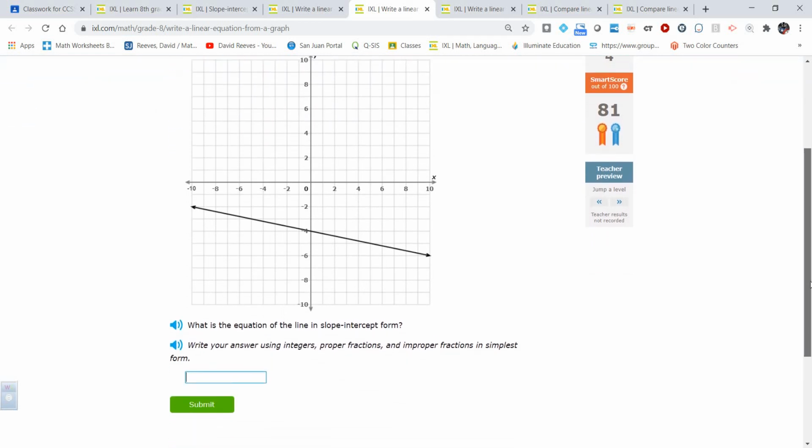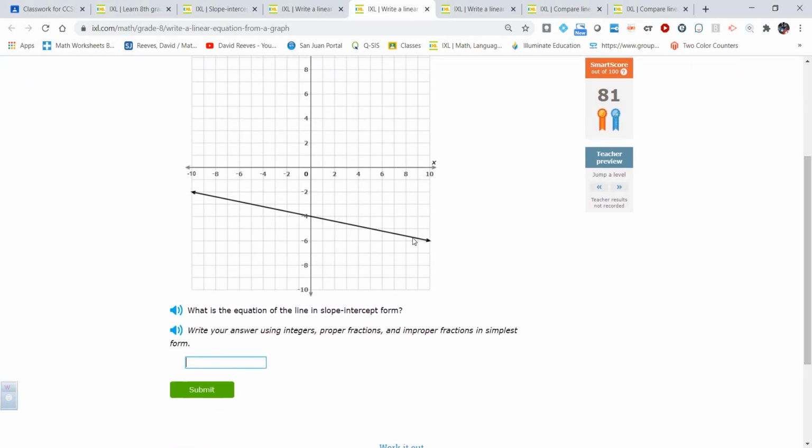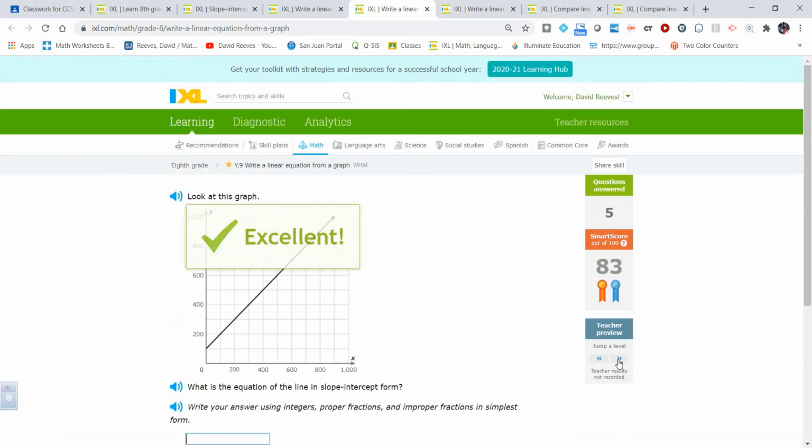I'm glad they gave us one, though, with a negative slope. Do you see how this one goes down from left to right? So y equals, and the slope is going to be negative. It goes down 1 and over 1, 2, 3, 4, 5. So negative 1/5 is the slope, and then the y-intercept was negative 4, 1, 2, 3, 4. So negative 1/5 x minus 4.